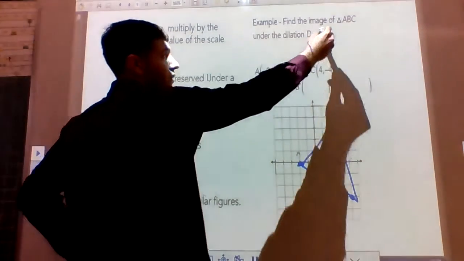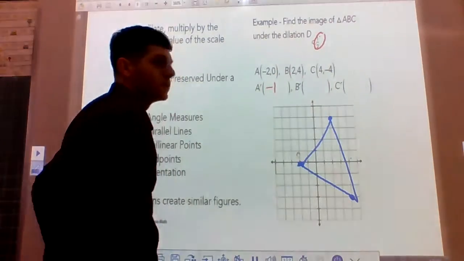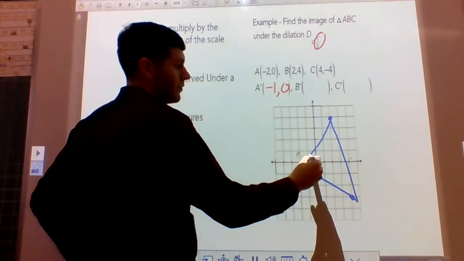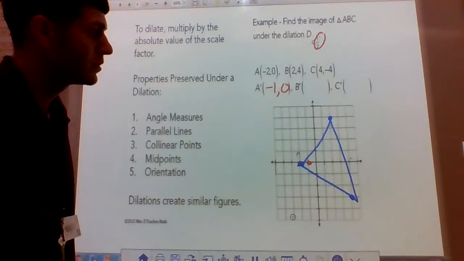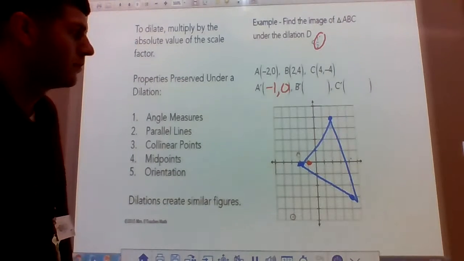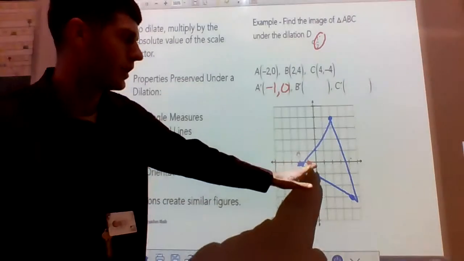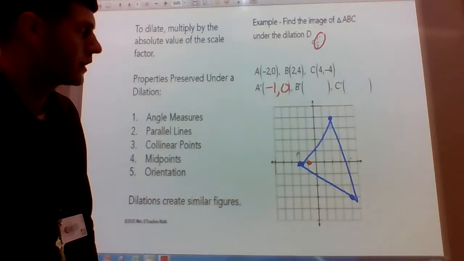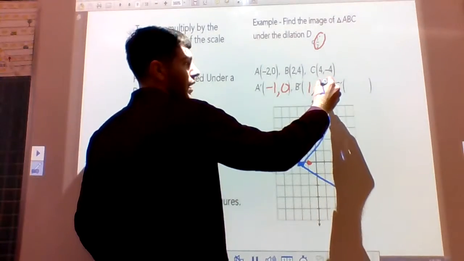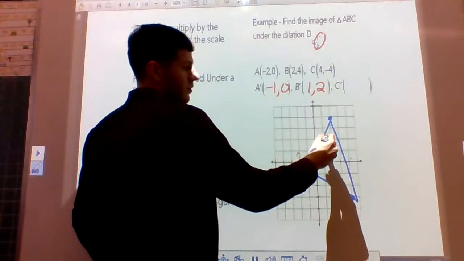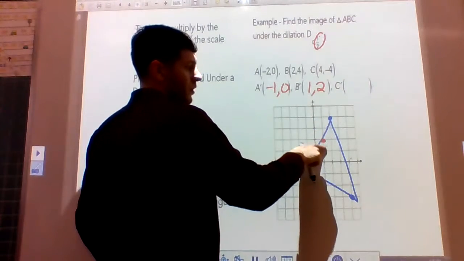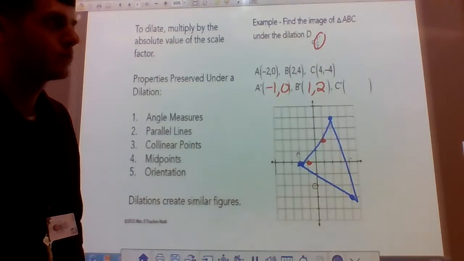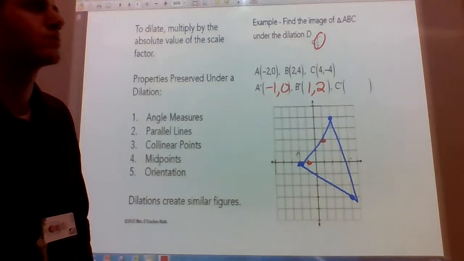Negative 2 times our scale factor 1/2 gives us negative 1. 0 times 1/2 gives us 0. So we got half as far from the origin. It was at 2, now it's at 1. It's half the way there. 2, 4. 2 times half is 1. 4 times half is 2. So now instead of being over 2 and up 4, we're over 1 and up 2. So we're half as far, twice as close.